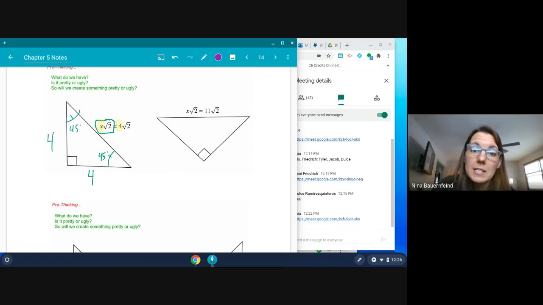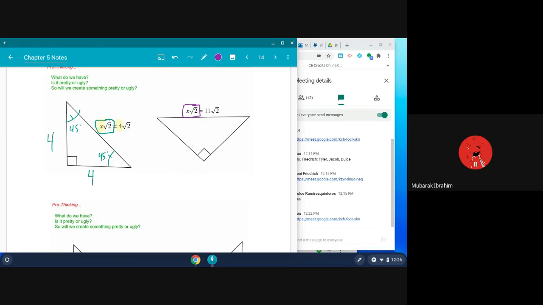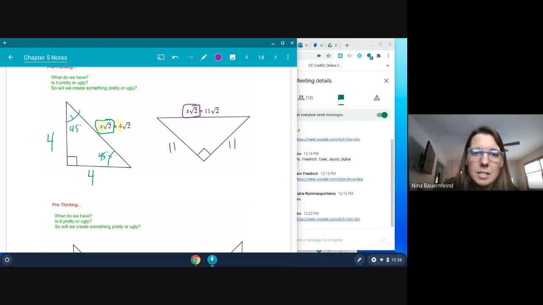Hypotenuse. Yes. This one's super tricky because I flipped it, but if you draw an arrow like that, it points at the hypotenuse. So this is the formula. That means what is x? What's x? 11. So that means this side's 11, this side's 11, and these angles are both 45.